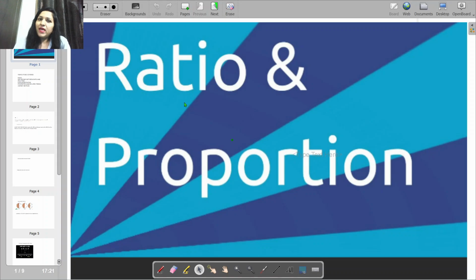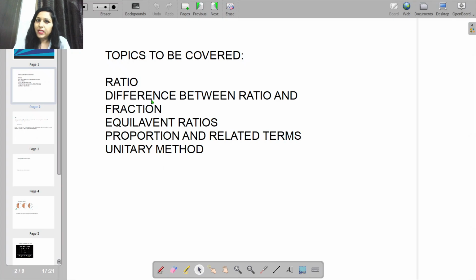The topic for today is ratio and proportion, which is a class 6 topic. All the things that we are going to learn in today's session are what is a ratio, the difference between the ratio and a fraction, equivalent ratios, what is a proportion and the terms which are related to proportion, and the unitary method. So these are all the topics which are there in this chapter.